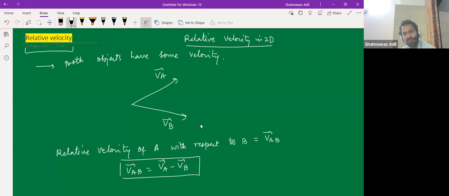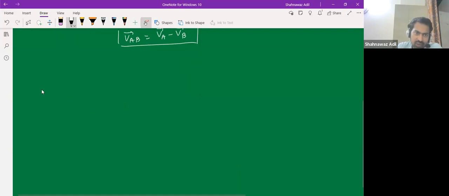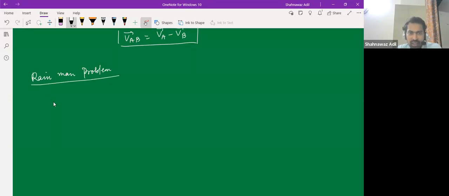So in the previous chapter, we talked about relative velocity in one dimension. Okay, so this comes in very handy when we use it in the rain umbrella problem, right? So this is the rain man problem, and it is also called the umbrella problem.